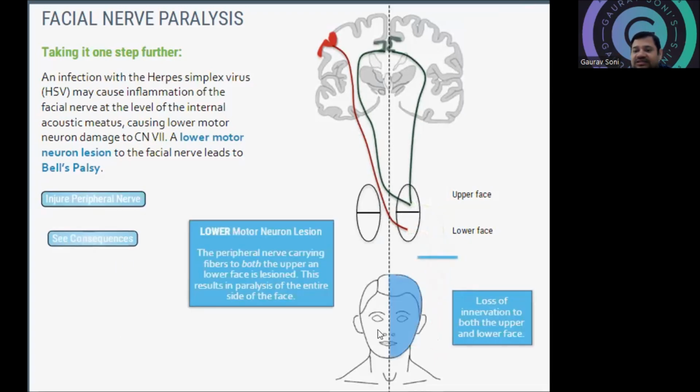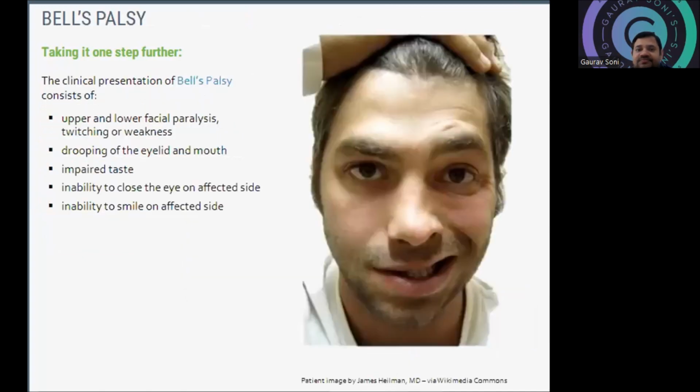The consequence you can see is the loss of innervation to both the upper and lower face. A lower motor neuron lesion will occur. The peripheral nerve carries fibers to both the upper and lower face. This results in paralysis of the entire side of the face. So one whole side of the face will be paralyzed. The clinical presentations will be upper and lower facial palsy, twitching or weakness, drooping of the eyelids and mouth, impaired taste, inability to close the eye on the affected side, and inability to smile on the affected side. You can see that on the affected side, they can't smile, they can't close the eyes, and drooping of the eyelids is a common presentation.